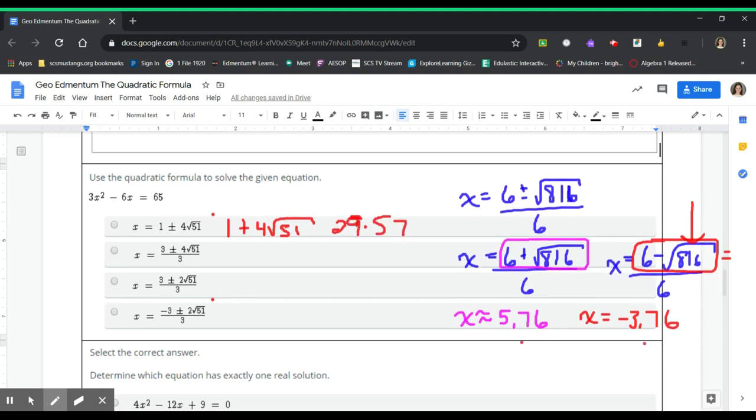And if I look at both of those answers that I got, that doesn't match either of them. So I'm not going to bother to take the time to do the negative part, because both of the answers have to match.